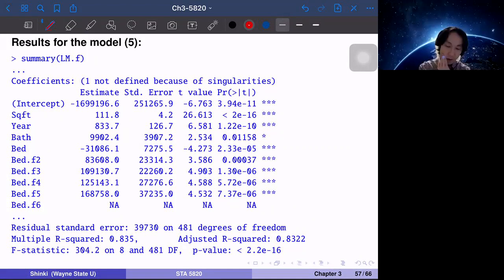Okay, so this is the second regression model. This is a larger model, so we don't assume a linear relationship between the number of bedrooms and the price. And actually, we see the result here. And this is a redundant predictor, right?